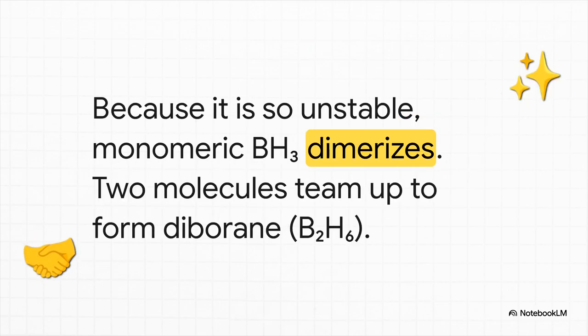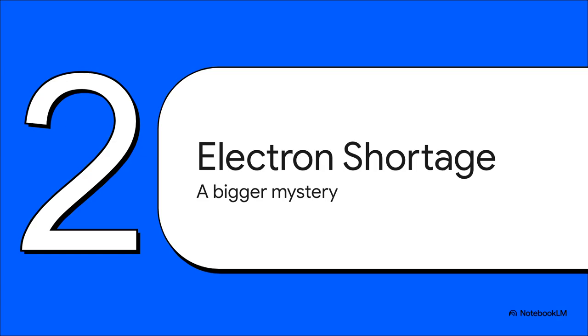Yeah, because it's so electron poor and unstable, a single borane molecule is just constantly looking for a way to complete itself. And what's the simplest solution? Well, it finds another unstable borane molecule, and they desperately team up in a process called dimerization. So when these two borane molecules combine, they form a new molecule called diborane, B2H6. Now, this solves that immediate instability problem, but in doing so, it creates an even bigger structural puzzle, and this is where the plot really thickens.